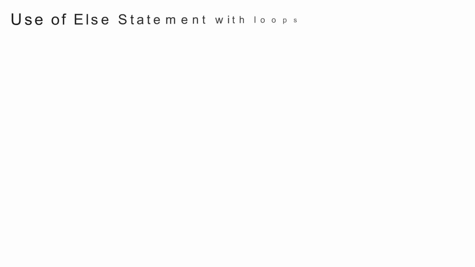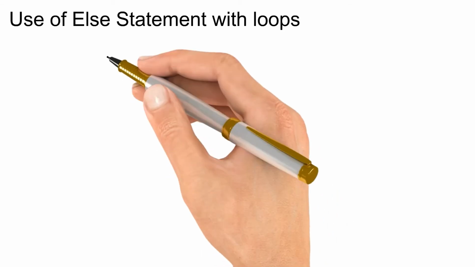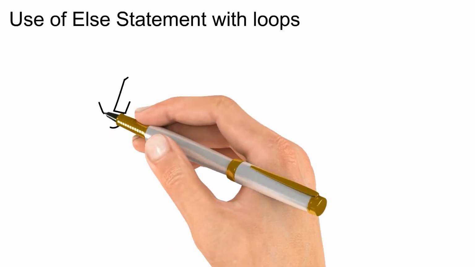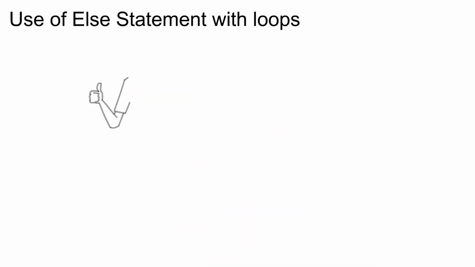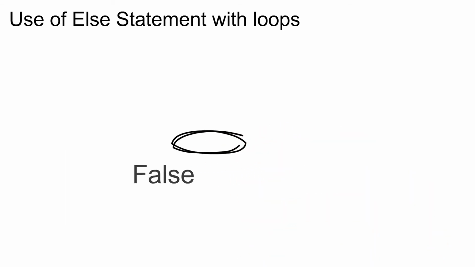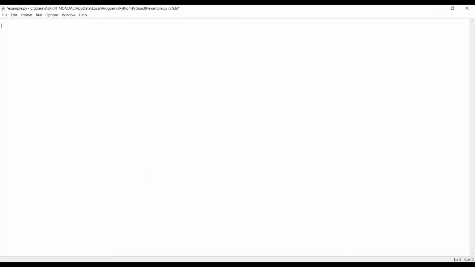Now we will take a look at the use of else statement with loops. So Python allows to use the else statement with loops, but it works in a different manner as compared to its usage with if statement. The else statement when used with for loop gets executed once the loop has finished iterating the list. The else statement when used with while loop gets executed once the condition for the while loop becomes false or loop ends. Now let's look at some examples. So for using else statement with while loop and for loop, let's see.